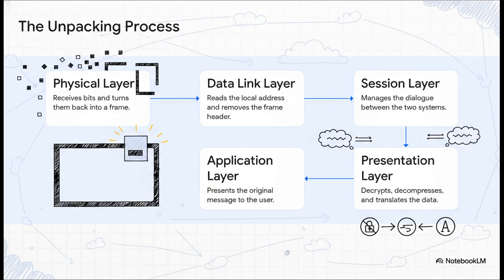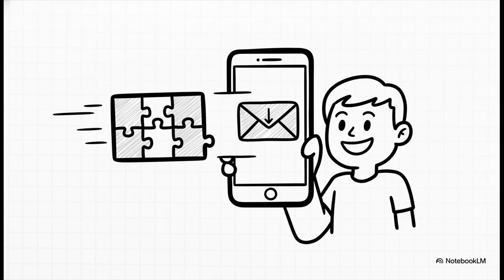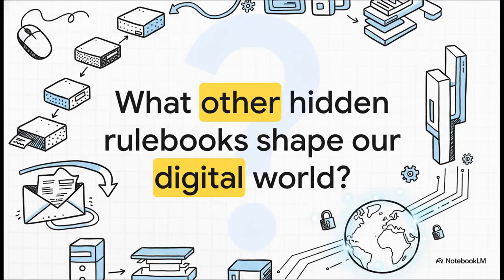And this continues all the way up until the presentation layer finally decrypts, decompresses, and translates the data back into something we can understand. Finally, the application layer presents that original, perfectly reassembled message to the person on the other end. Your email pops into their inbox, the web page loads on their screen, the message appears, the journey is complete.